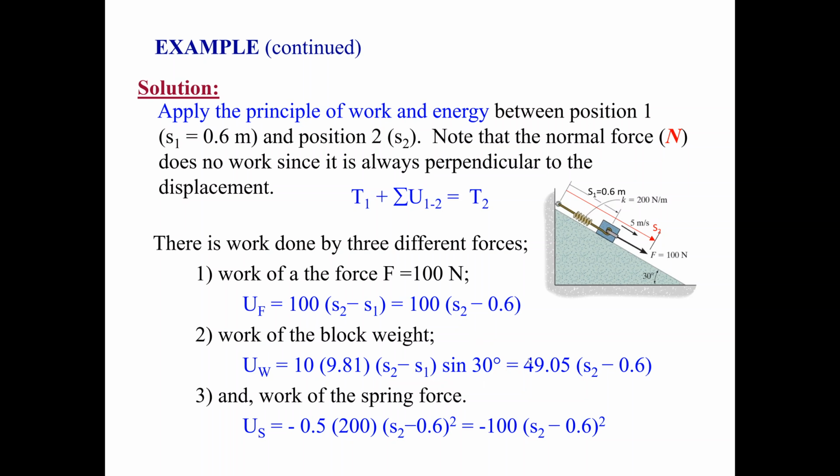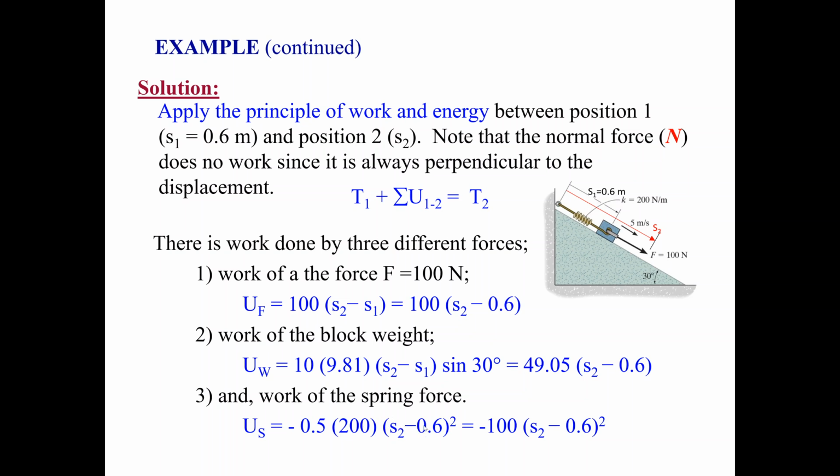As before, you just write 10 times 9.81 times the sine of 30, which gives us 49.05, and then here is our delta, the actual distance related to S2 minus 0.6, our delta S. The next one is the spring. Here is our k that's defined, and by definition it's 1/2 of that. The reason it's negative is because it's going in the opposite direction of our motion.